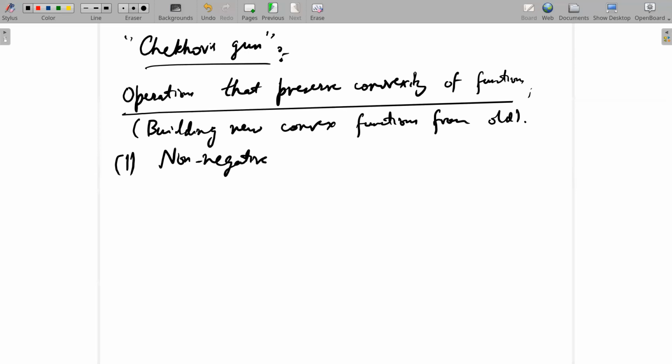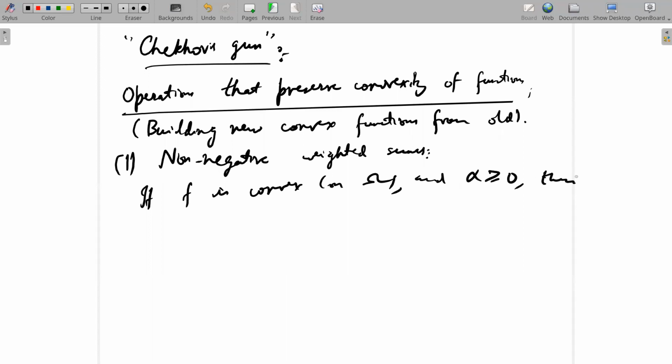All right. So non-negative weighted sums. If f is convex on some domain omega and alpha is bigger than or equal to 0, then alpha f is convex. This is clear: if you look at Jensen's inequality, of course alpha f will satisfy it. It's just a matter of multiplying alpha on both sides. And if alpha is less than or equal to 0, then alpha f is concave, because by definition, f is concave if minus f is convex.